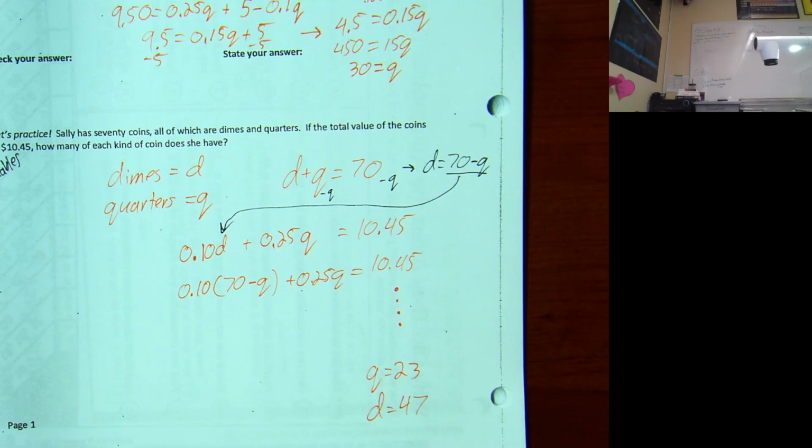Okay, so after we do that, then do we put the 0.25 times Q and then 0.10 times D?